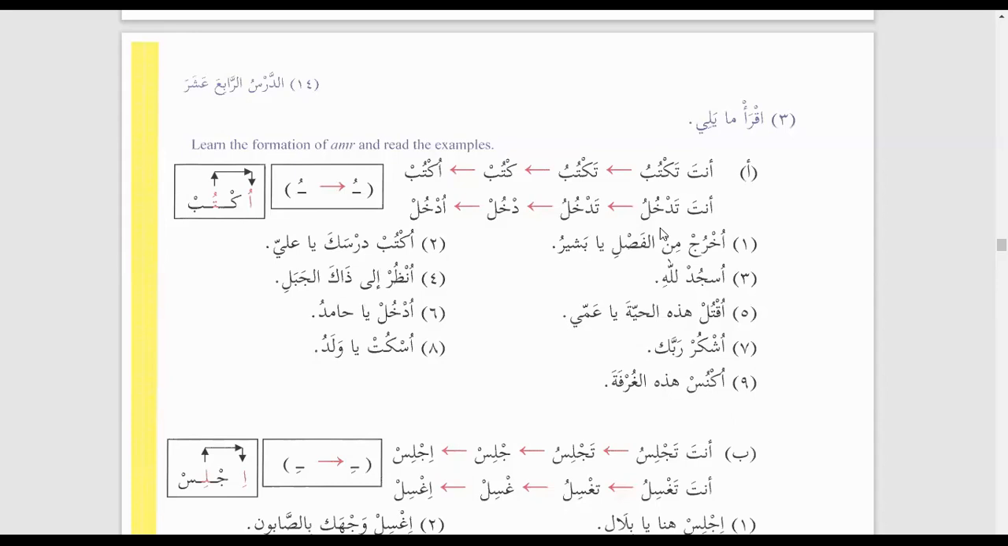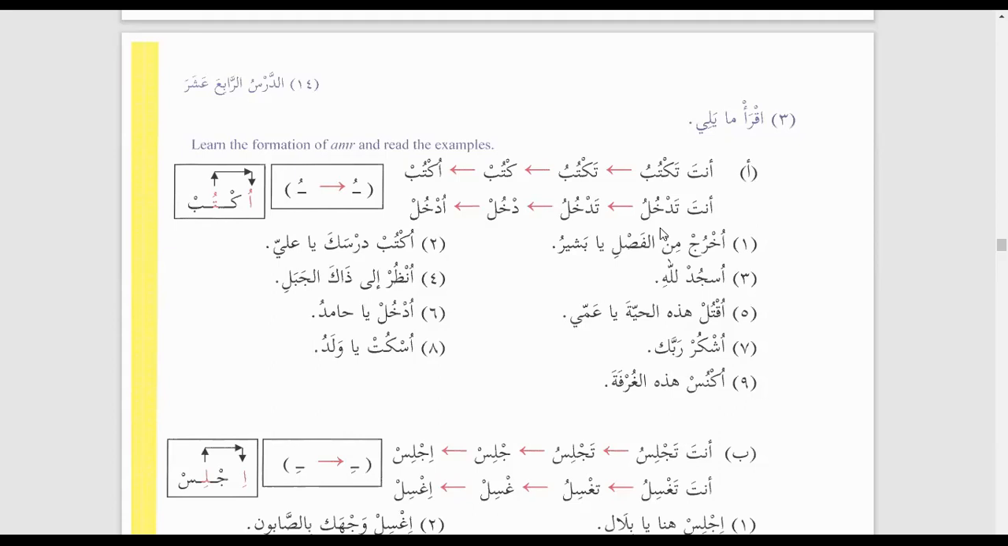Ad-darsu rabi' ashara, lesson number 14. So inshallah we will continue with the exercises. We will start from exercise number 3, which is Iqra ma yali. So Irfan, can you please explain this here, Iqra ma yali? So what is Iqra and why do we read it as Iqra ma yali? Why not Uqra or Aqra?